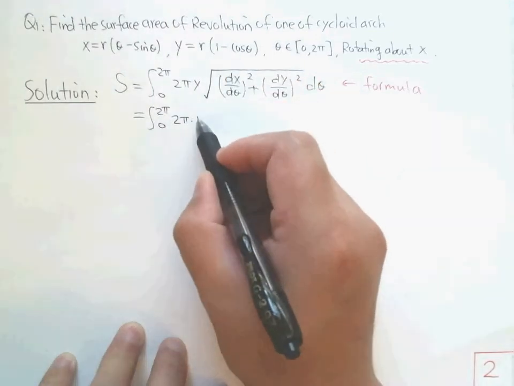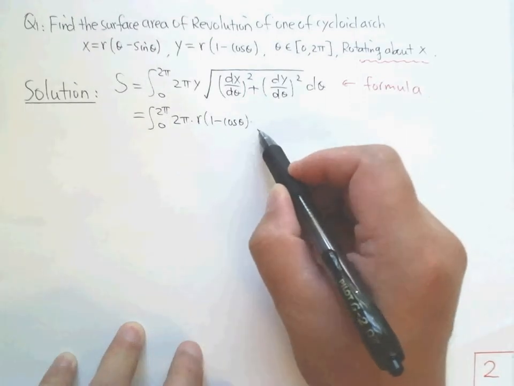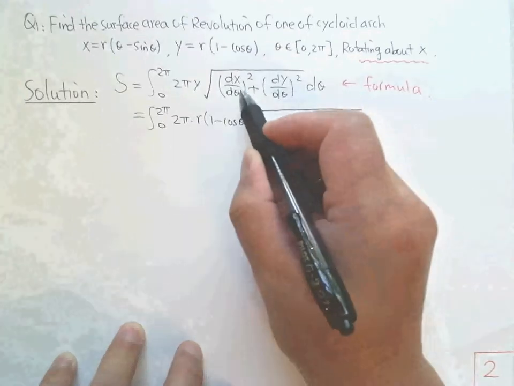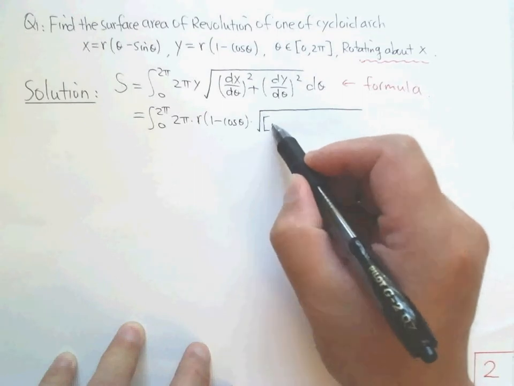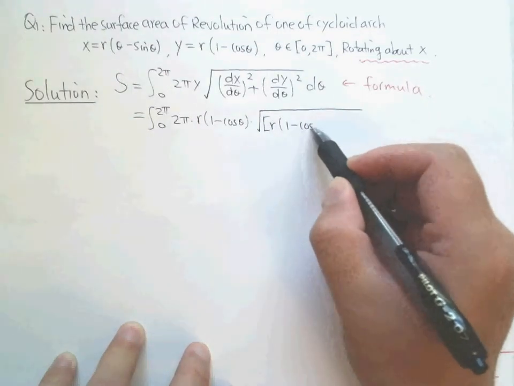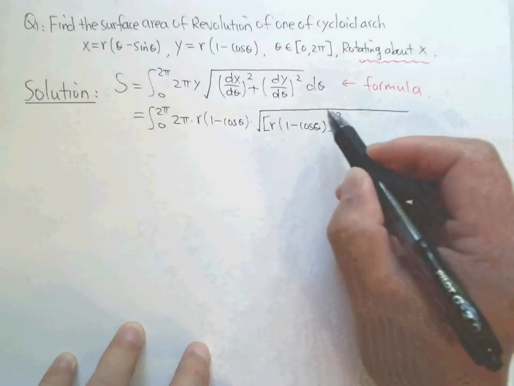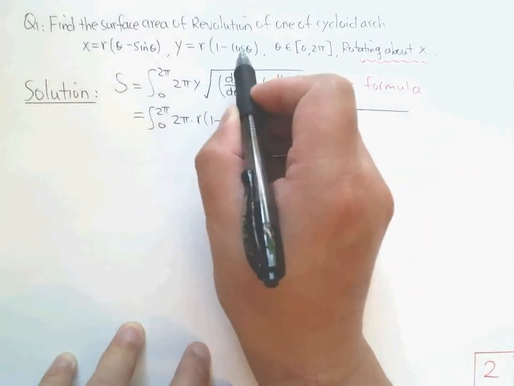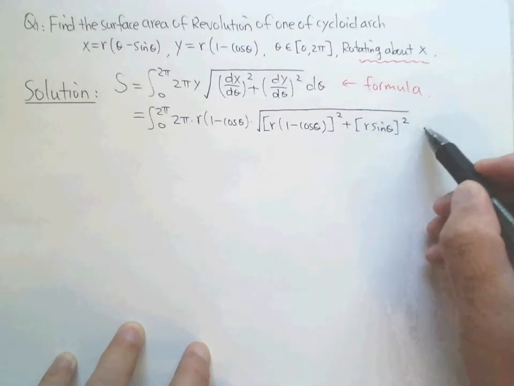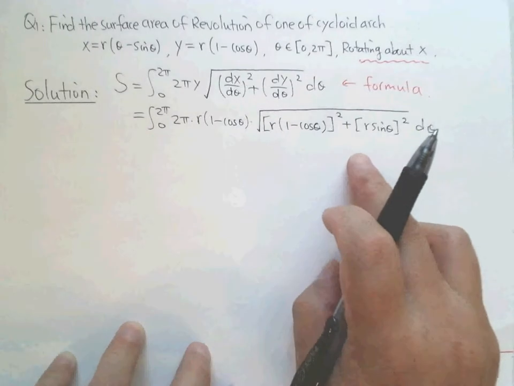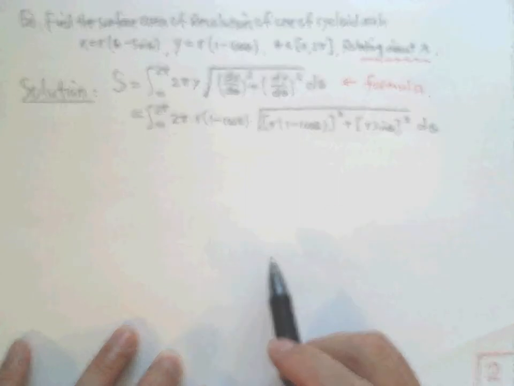2 pi y is this, plug in r times (1 minus cosine theta), this is y, and then times the square root. What is ds? dx d theta, take the derivative with respect to theta, is r times (1 minus cosine theta), parenthesis squared. And another is y, take the derivative. This is 0, this goes to sine, which means r times sine theta, squared, right? Then d theta. Now almost. Let me move to the next step so you can see it clearly.